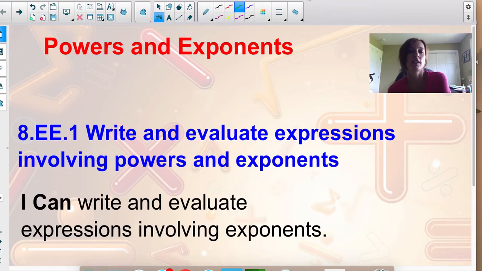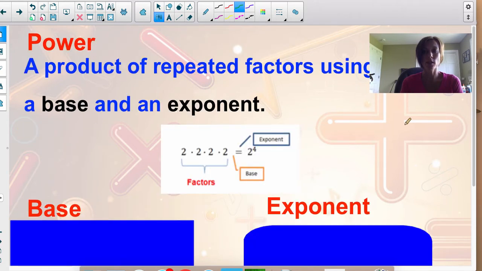Hi, welcome to the third lesson, Powers and Exponents of this unit. Our standard is 8.EE.1, writing and evaluating expressions using powers and exponents. Some of you will be very good at this, and it's time to warm up our multiplication skills anyhow. So here we go. Just a little review.